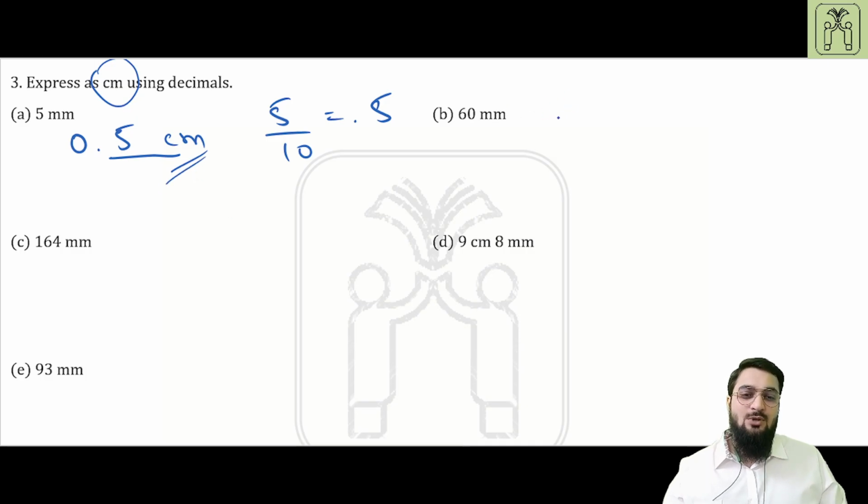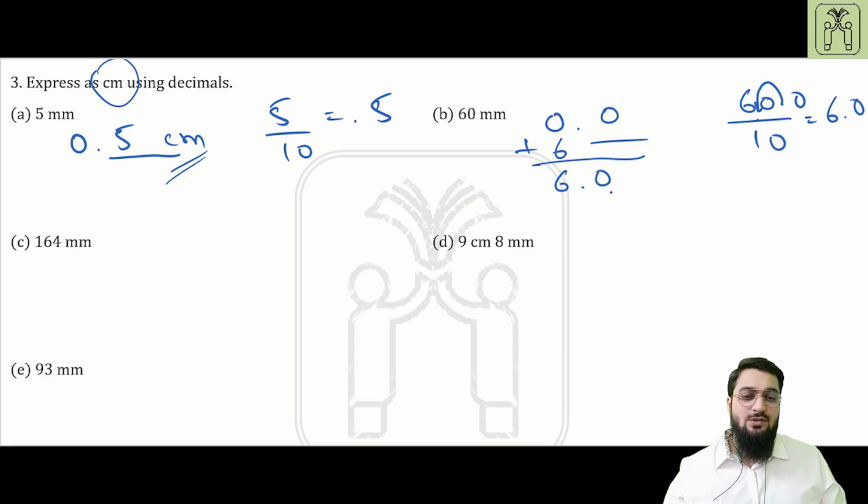60 millimeters, what we'll do, 0 point blank and then 60 upon 10, that will make a decimal on the left and that will be 6. So 6 is the new answer, 6.0. So 0 will be written over here and 6 will be added to the left side and therefore 6.0 is the new answer as centimeters.